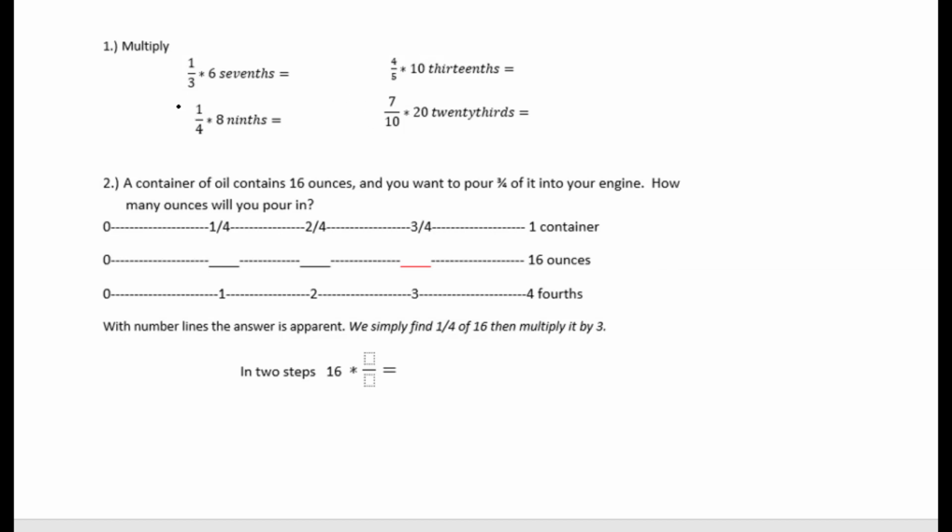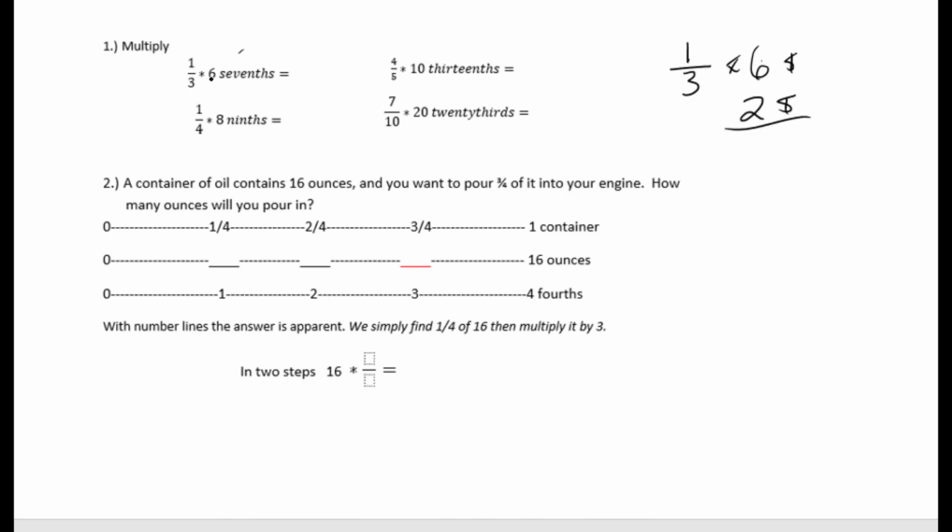Okay, so here's the homework. I'm going to redo this one. 1/3 of $6. It would just be 6 divided by 3 is 2. 2 times 1 is 2. The answer would be $2.